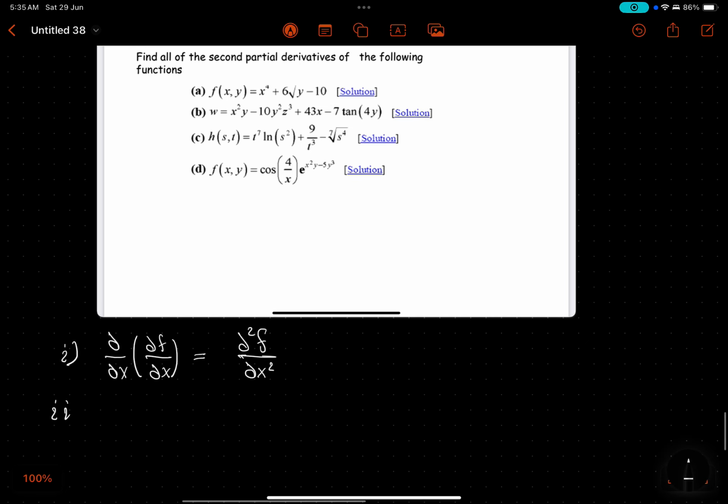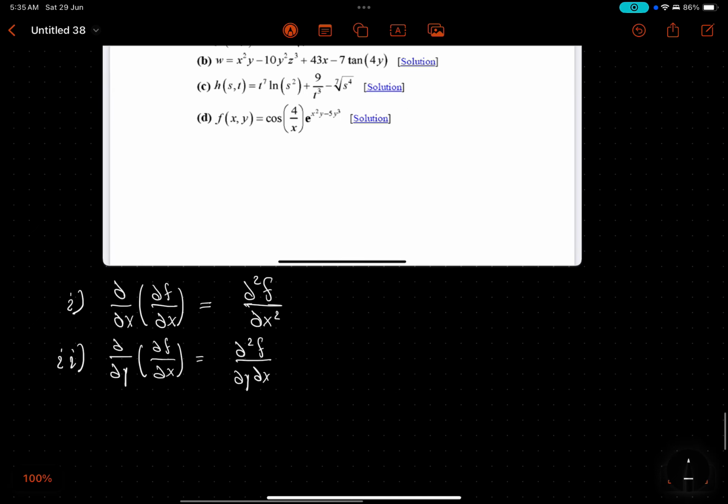Now we have a different way or a different path, which is basically differentiating first with respect to x and then with respect to y. So this is the second partial derivative, dy dx. Now the third way is that we first differentiate with respect to y and then with respect to x, which gives us the second partial derivative of dx dy.